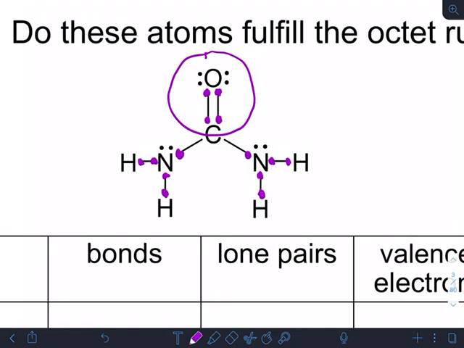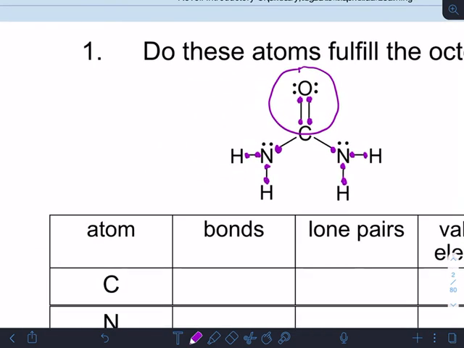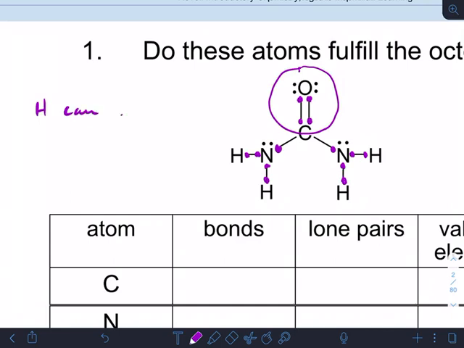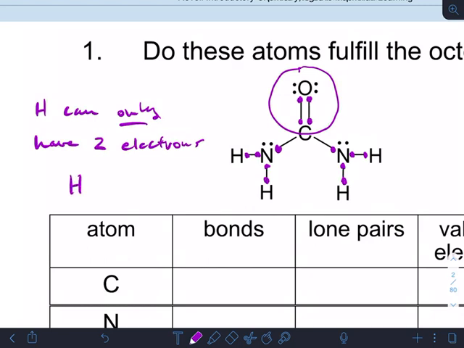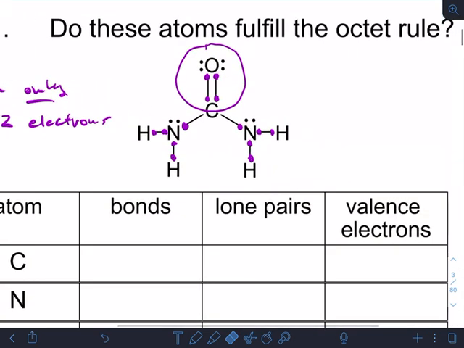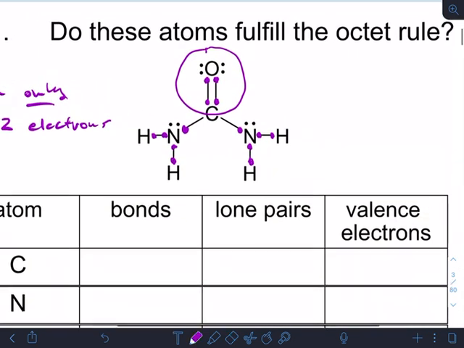Now, hydrogen being what it is, because it's so small, hydrogen can only ever have 2 electrons. I'm going to write that down real quick. Hydrogen can only have 2 electrons. You will never see hydrogen with extra electrons. You will also never see hydrogen with double bonds. That's never going to happen.